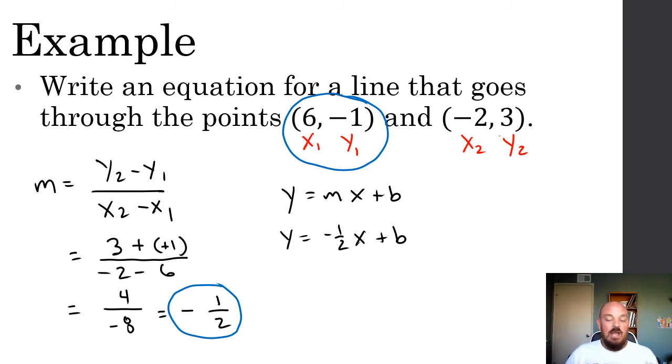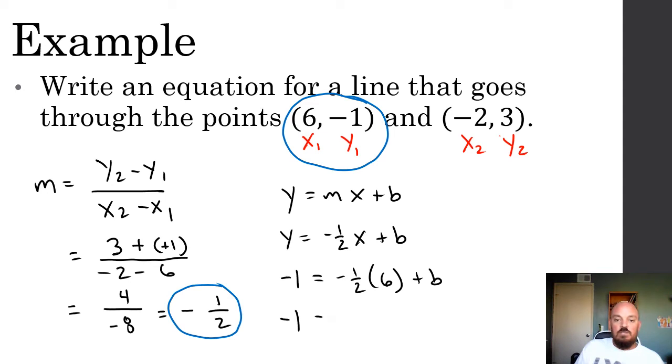Now, I can use either point. I don't have to call them x1, y1, x2, y2 anymore because I'm only using one of them. But pick either one, and I'll do the one I circled. Plug in -1 for y. Plug in 6 for x. And then solve for b.